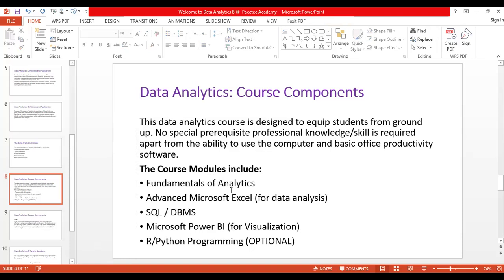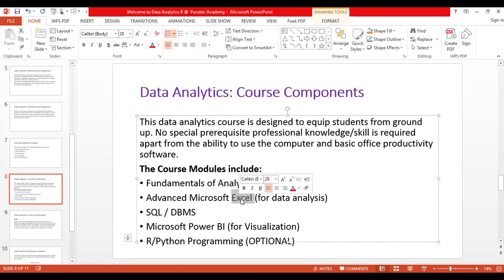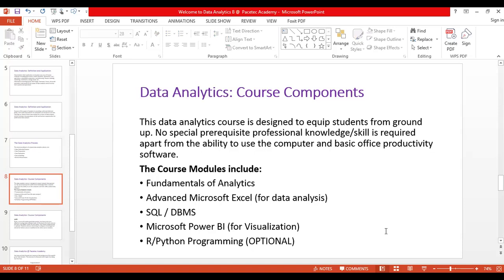For the remaining time left, what we are going to do, I would like us to just play around in the Microsoft Excel environment.